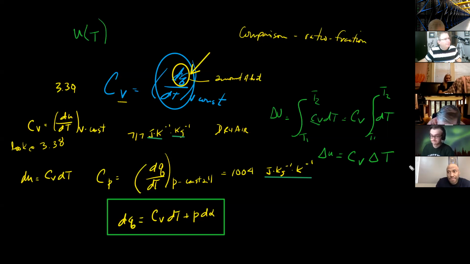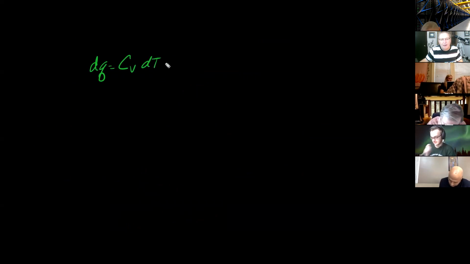Okay? Do you see how that works? Or do you see what they're meaning by that? Yeah. Okay, so now let's go back to the first law. And we go dq equals CV dt plus P d alpha.